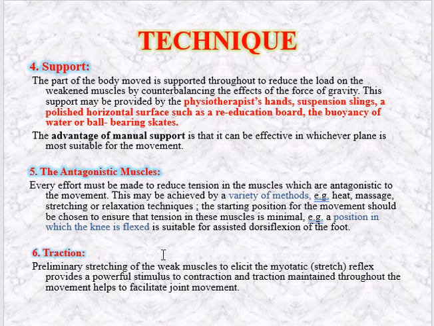The antagonistic muscles. Every effort must be made to reduce the tension in the muscles which are antagonistic to the movement. This may be achieved by a variety of methods, for example heat, massage, stretching, or relaxation technique. The starting position for the movement should be chosen to ensure that tension in these muscles is minimal. For example, a position in which the knee is flexed is suitable for assisting dorsiflexion of the foot.